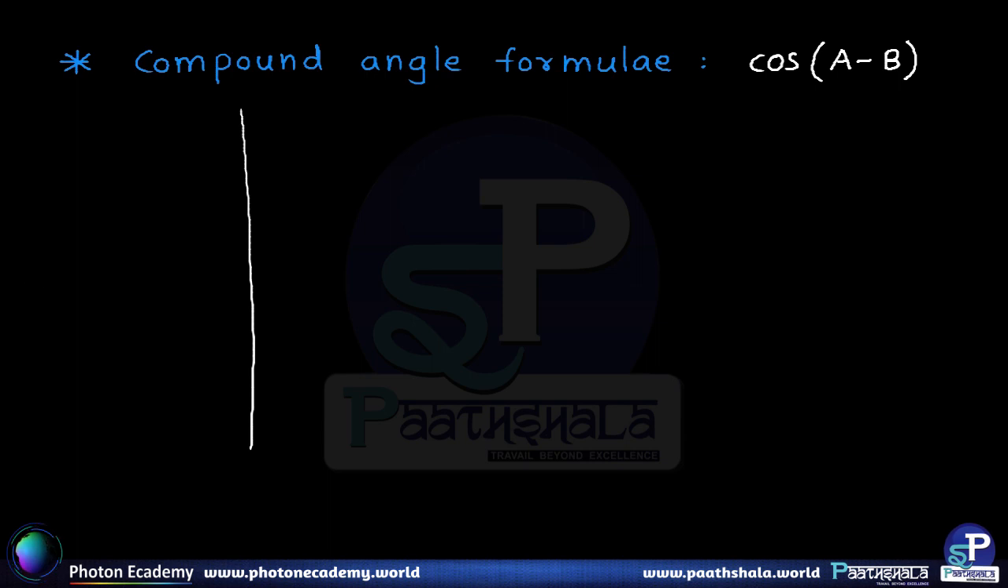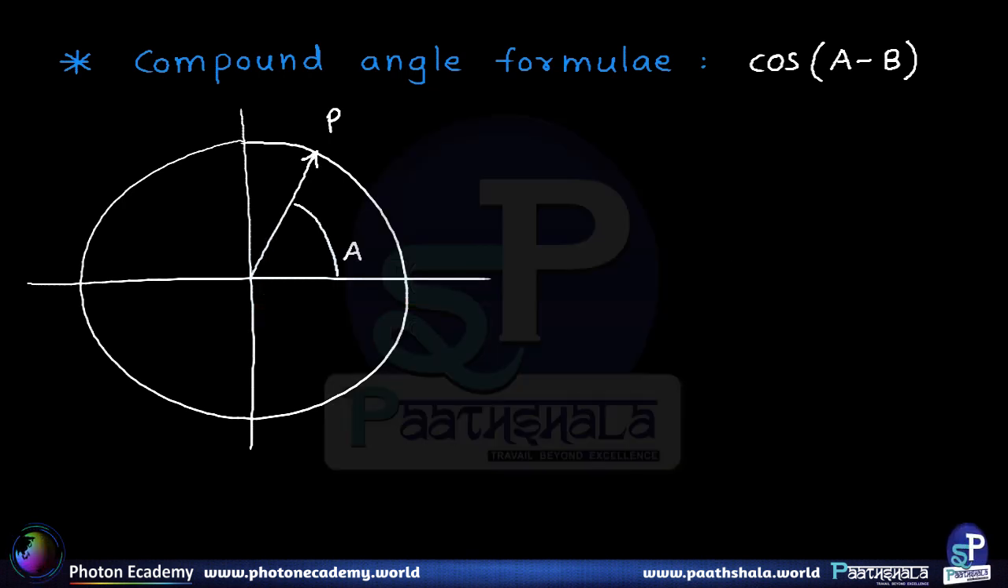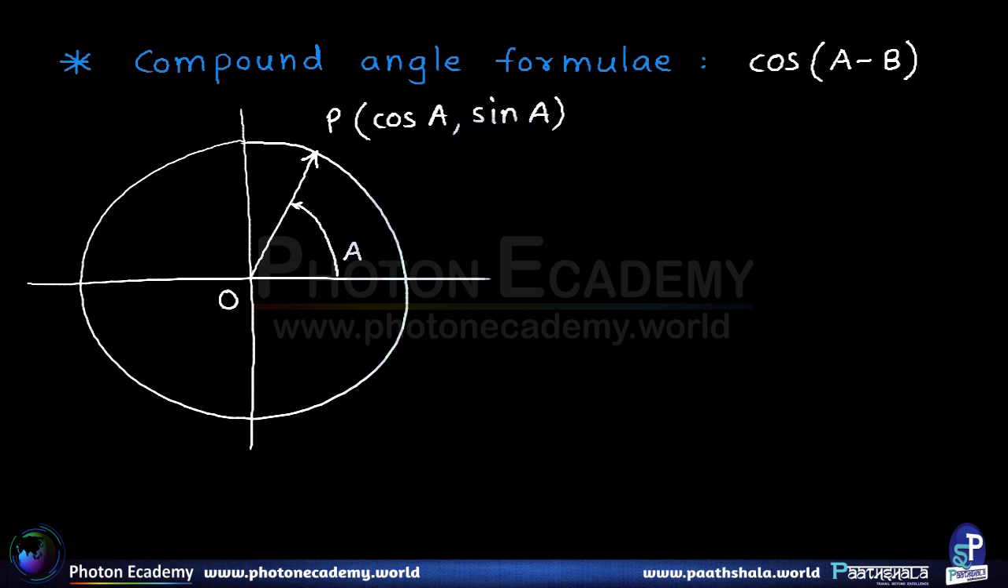Let us first consider a standard circle. Now let's take some point, say point P, which is making an angle of say A with the positive direction of the x-axis. So the radius vector OP makes an angle of measure A. That means the coordinates of P are nothing but cos A and sin A. We know that cos is the x component and sin is the y component, and we are assuming the radius as 1 because it's a unit circle.